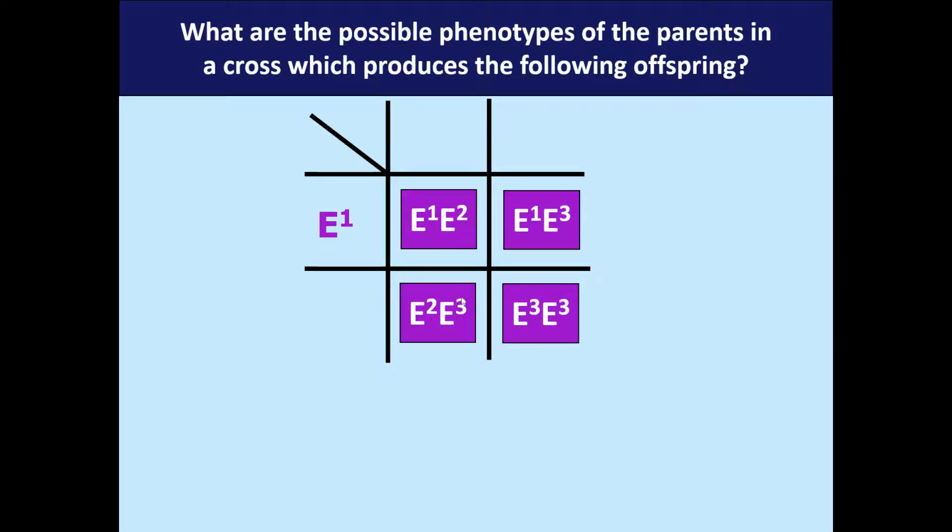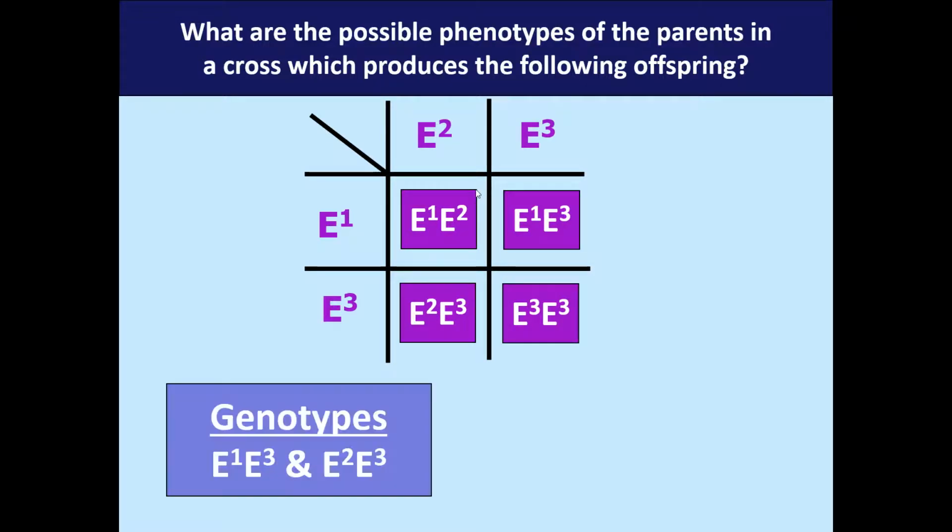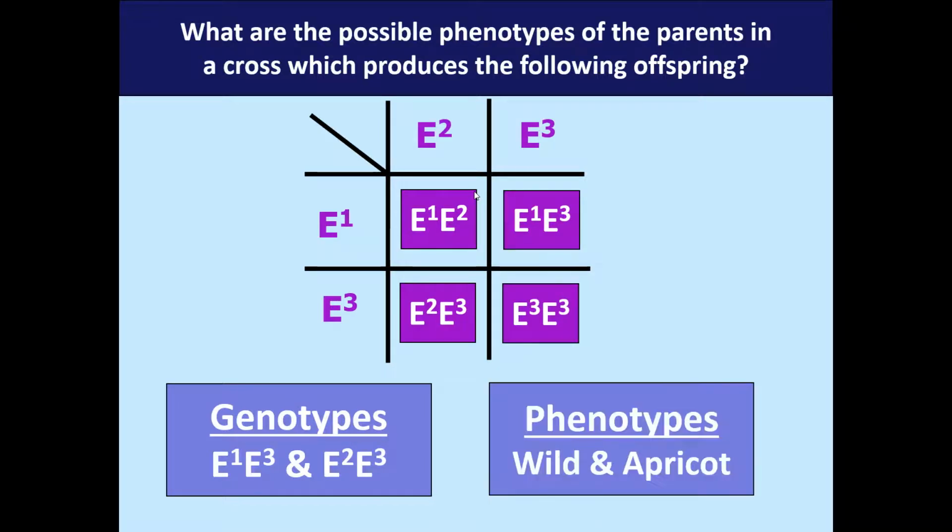Here we have E3 and E3. So that's E3. Here there's an E2 and another E2. And finally, here we have E3 and E3. So that must be E3, which means the parents' genotypes are E1, E3, and E2, E3. And the parents' phenotypes, one is wild and one is apricot.